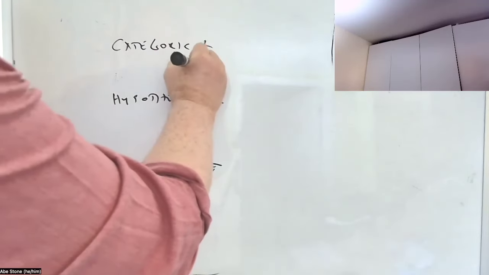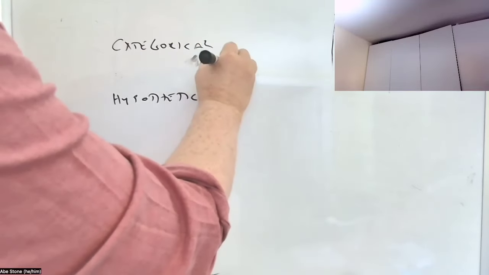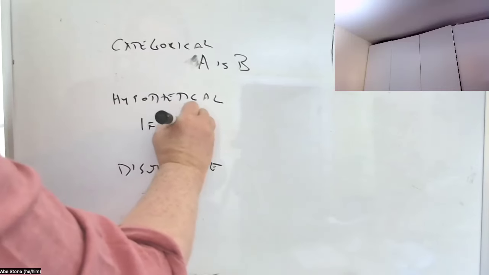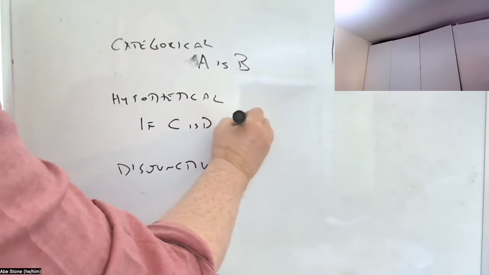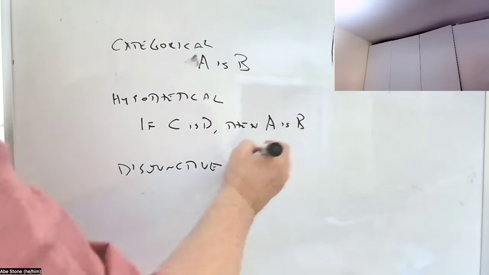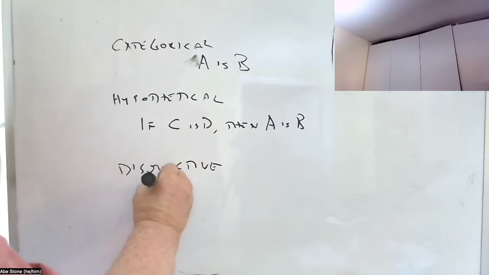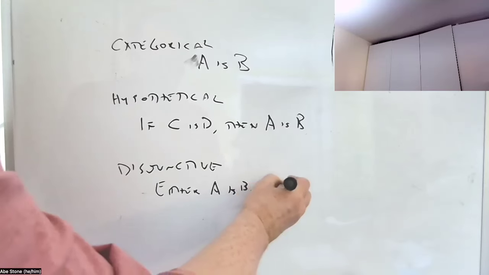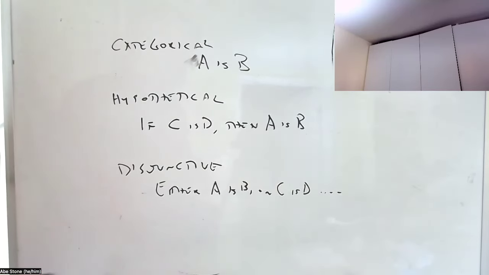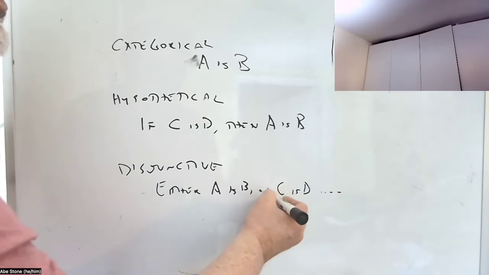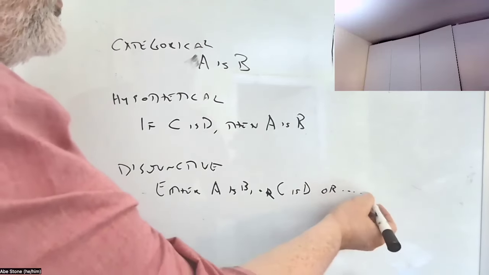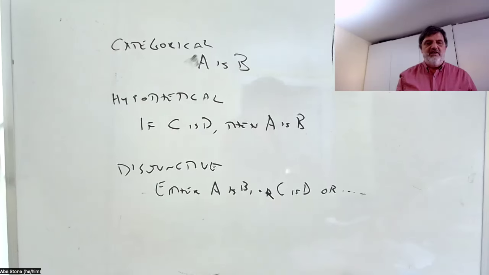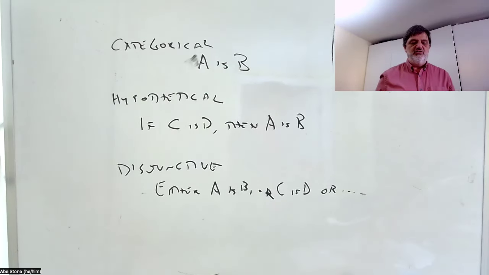So a categorical judgment looks like: A is B. A hypothetical judgment looks like: if C is D, then A is B. And a disjunctive judgment looks like: either A is B or C is D, and then there can be more than two. It's understood as exclusive or, so it means that exactly one of the disjuncts has to be true.